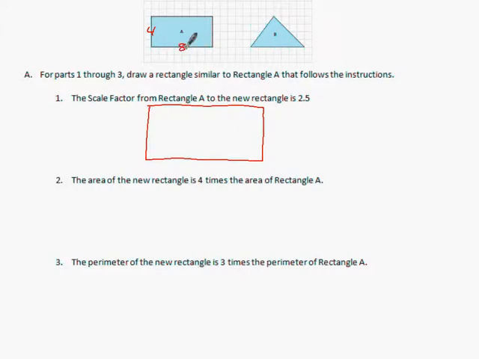Times 2.5 each one. So 2.5 times 4, well, 25 times 4 is 100. Decimal over one spot, it's 10. 2.5 times 8: 25 times 8 is 200. Decimal over one digit, it's 20. That's all there is to it.